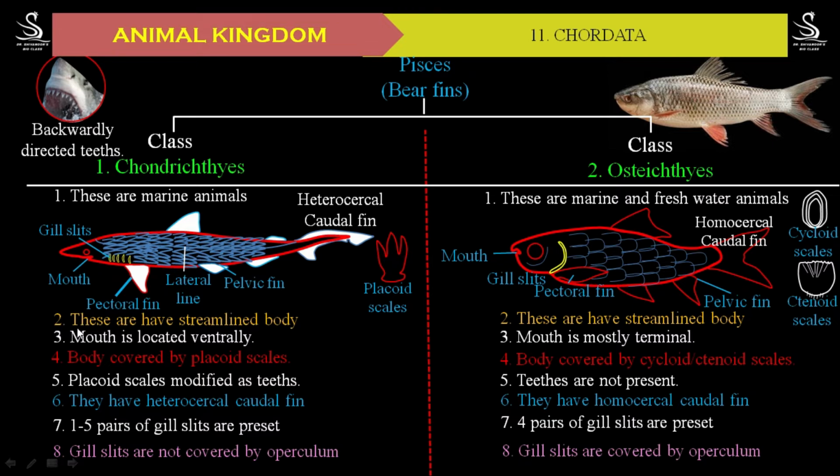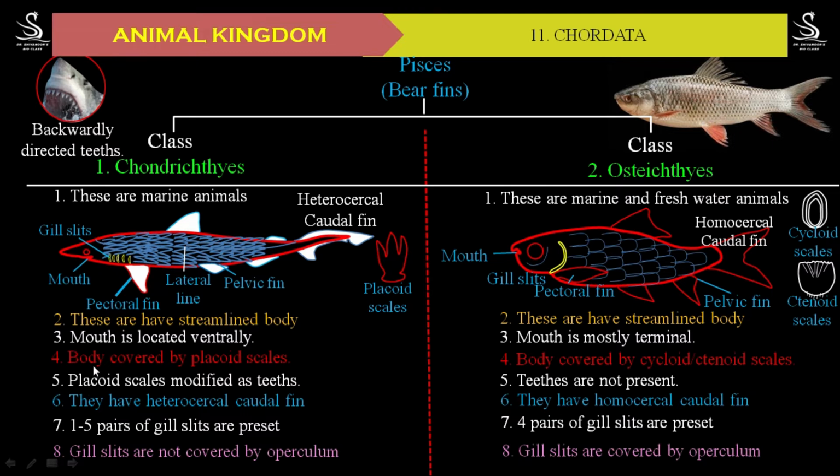Here we are observing these Chondrichthyes fishes are the marine fishes, Osteichthyes fishes are the marine as well as freshwater. And second point is, these also have a streamlined body, and even Osteichthyes fishes have a streamlined body. But in Chondrichthyes, we'll find the mouth which is located on the ventral side. Here it is located. But in Osteichthyes fishes, mouth is located exactly on the terminal end. You are observing here it is terminal end. And even in this small picture also you are observing on the ventral side, mouth is located.